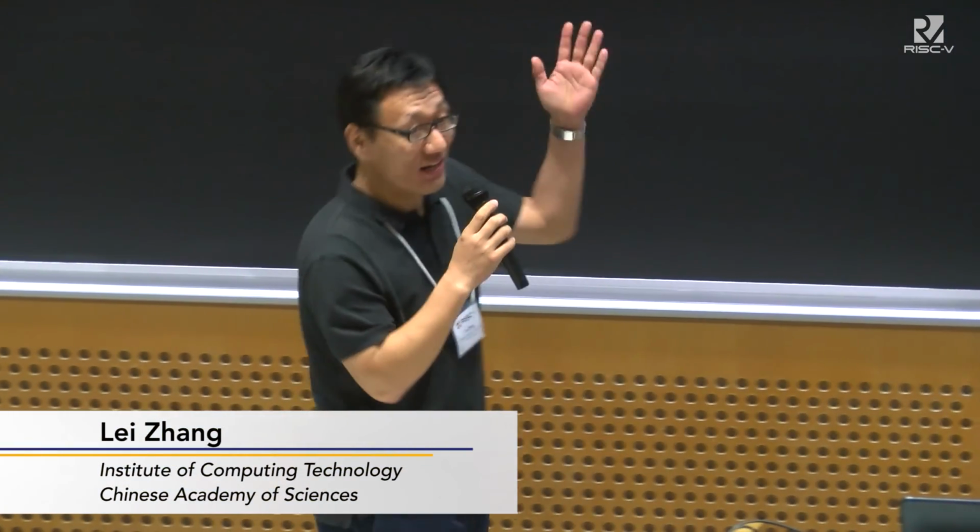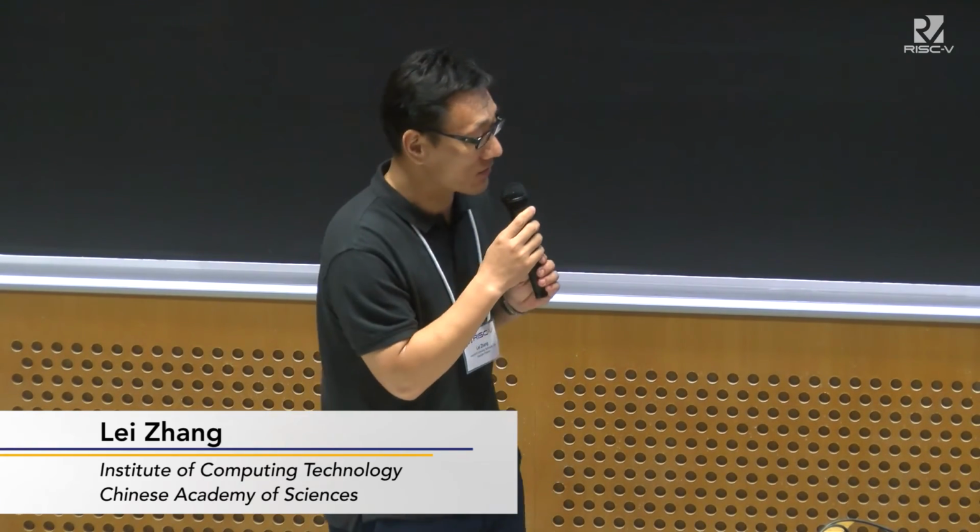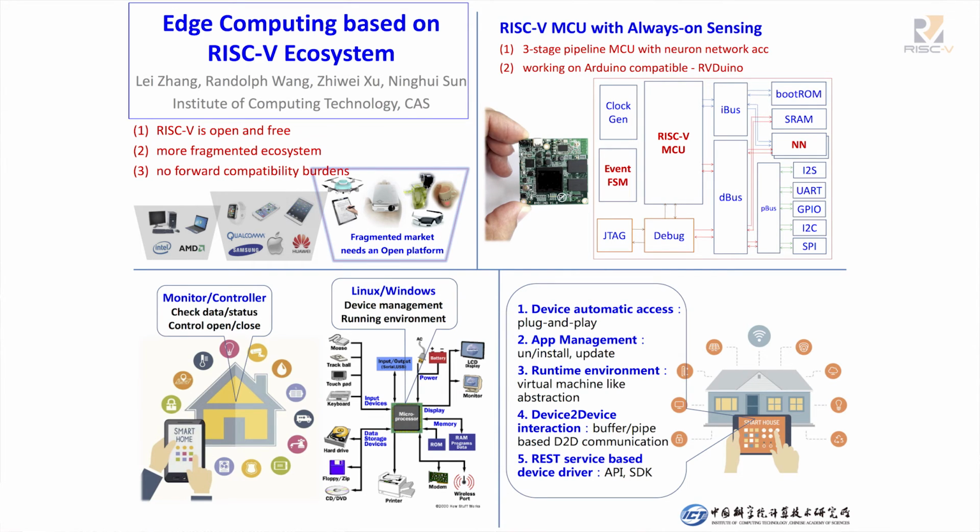So my name is Lei. I'm from China. I'm working in the Institute of Computing Technology, Chinese Academy of Sciences. So we are using RISC-V hardware and software components to build an edge computing system. Edge computing is computing on the edge, like IoT devices or wearable devices. We believe that RISC-V has a bright future in this area, not only because RISC-V is open and free, but also because the devices and chip types in this area are quite fragmented. So an open ISA is more suitable for this trend.